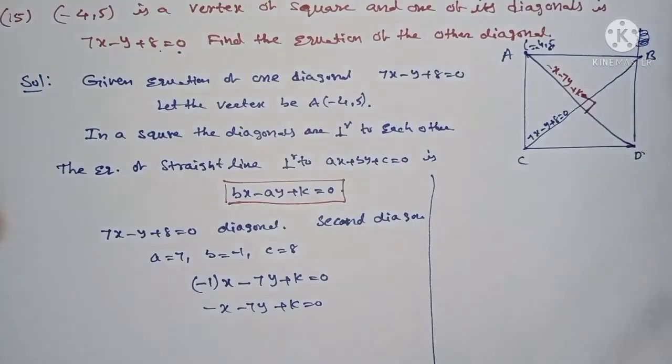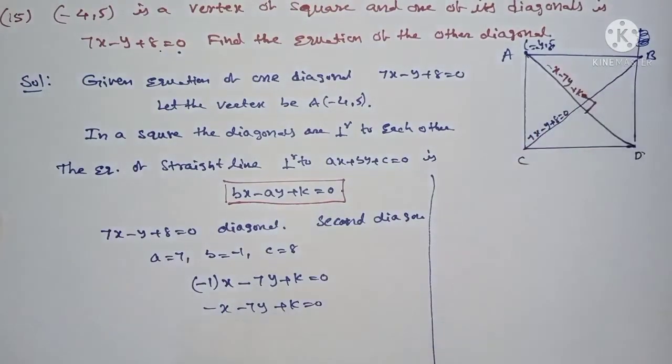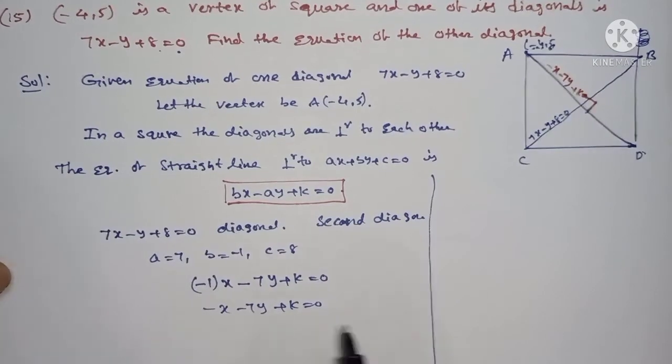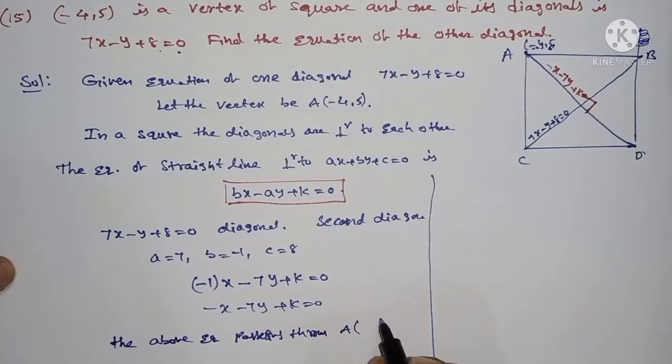This is our diagonal, passing through A, on the AD equation. Therefore, I can write here, you can call this equation number 1. The above equation is passing through A of minus 4 comma 5. Then you can find the k value.